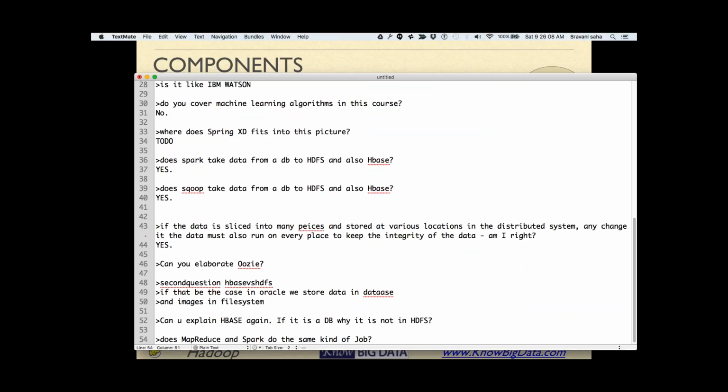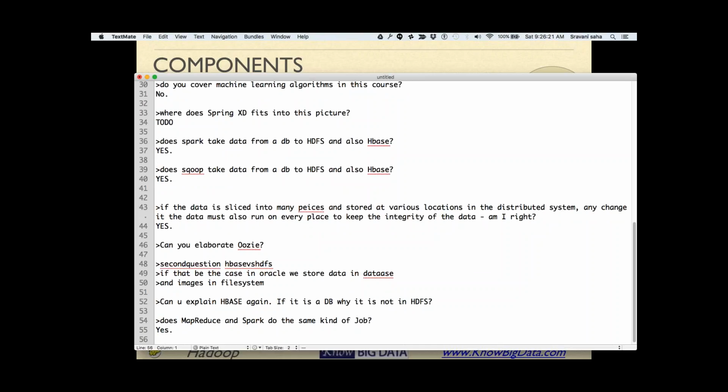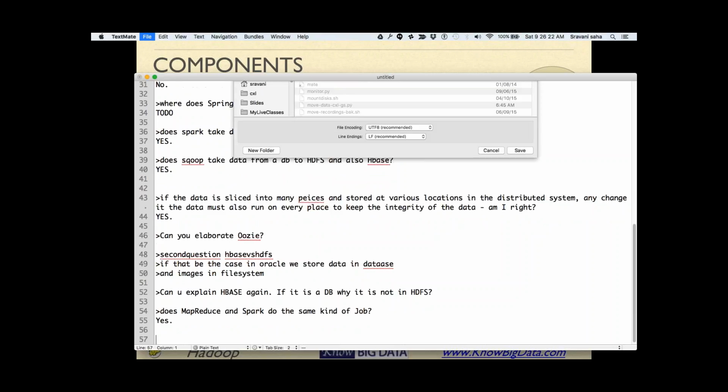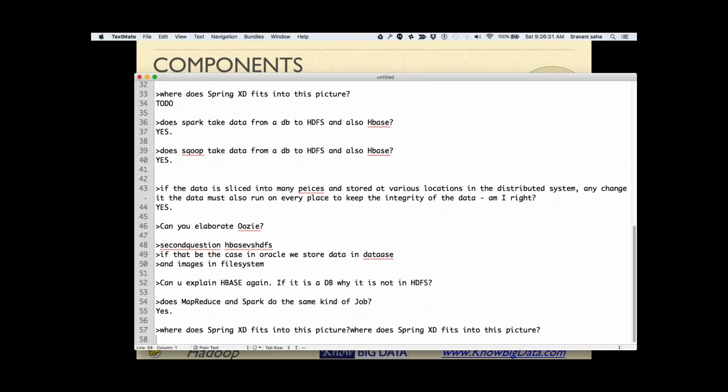A question from Mamta is, does MapReduce and Spark do the same kind of job? Yes. So yes, MapReduce and Spark do the same kind of job. So question again with Spark HD. What is Spark HD? I don't know. I'll have to look into it.